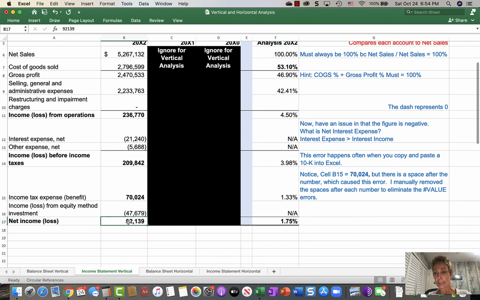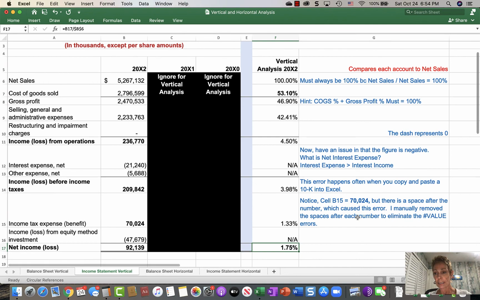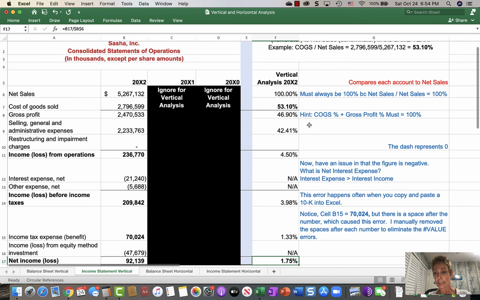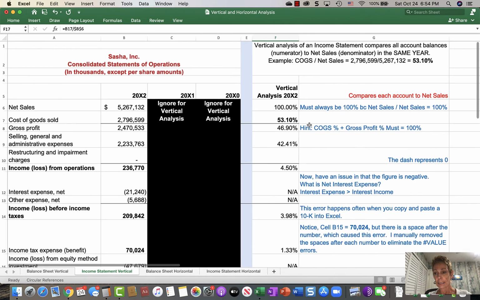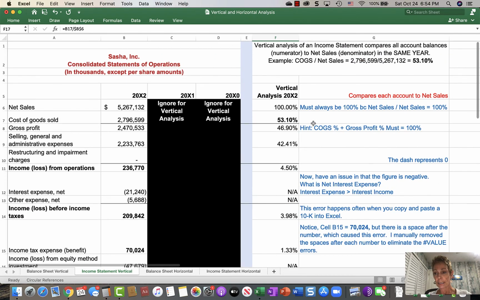Okay, so now we have net income is 92,139, comma, three more zeros. And it's 1.75% of net sales. That's a very low net figure, I would imagine. So this would be an interesting company to compare to the industry average. These are real SEC 10-K reports, but I just changed the company name so that it wasn't obvious which company it was. Okay, so that is it for the vertical analysis.